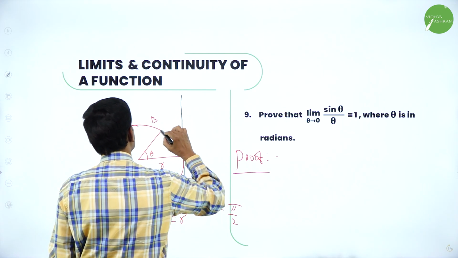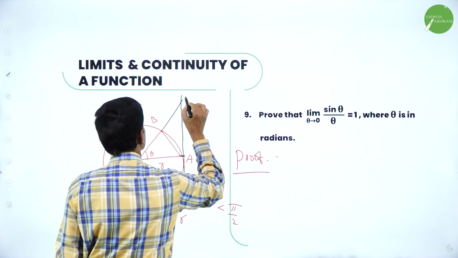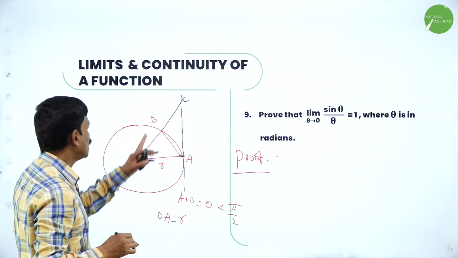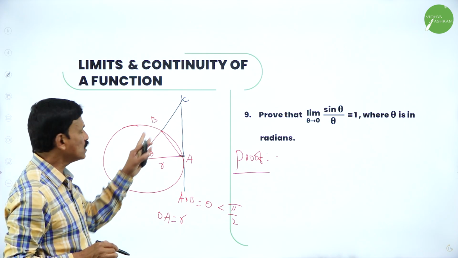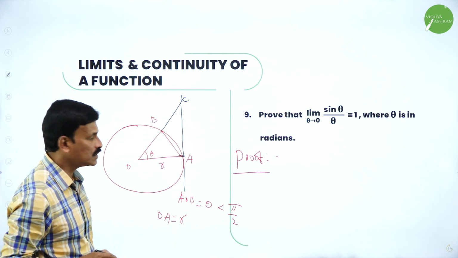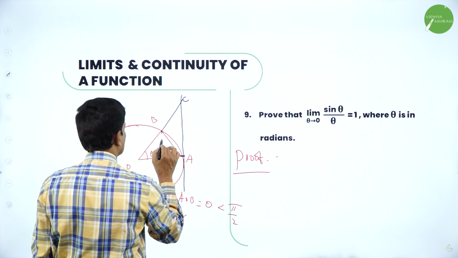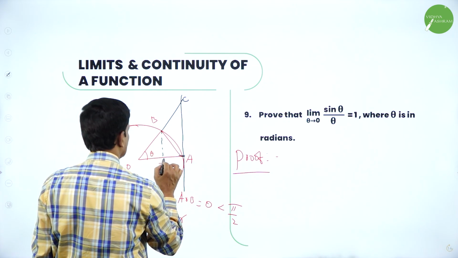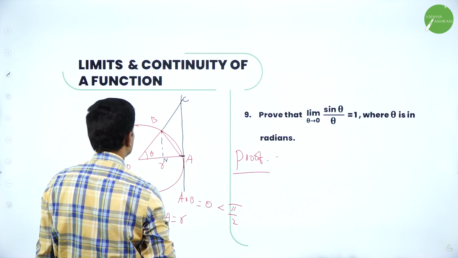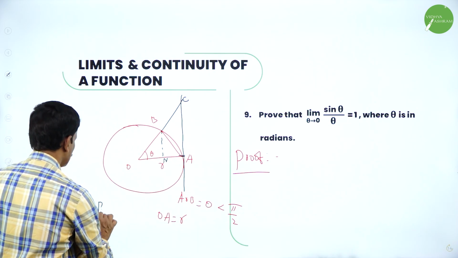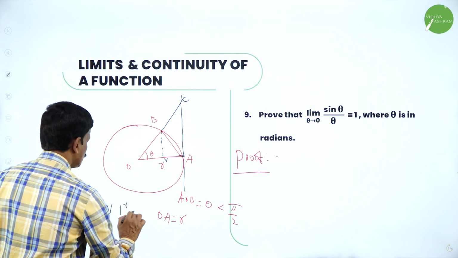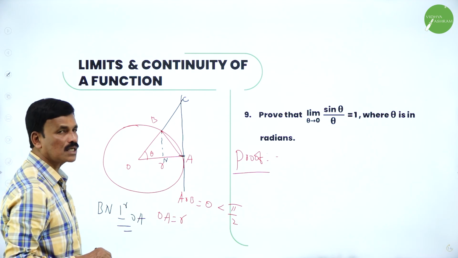Produce OB to cut the tangent at C. At A, draw a tangent to the circle and produce OB to cut the tangent at C. Then, a perpendicular is drawn. BN is drawn perpendicular to OA. That's all. This is the construction part.